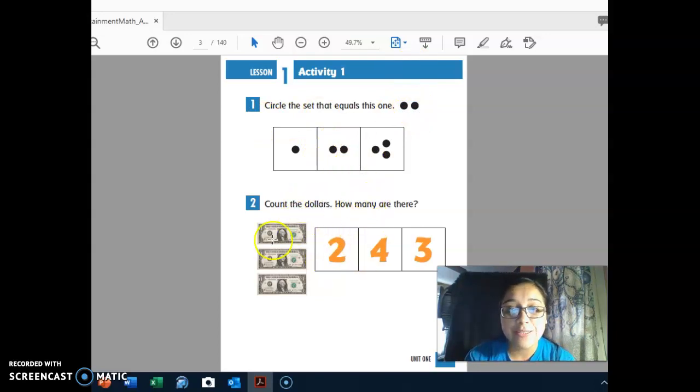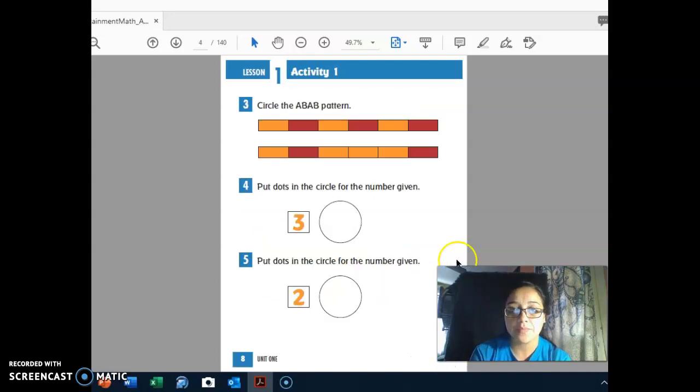Answer the question. Number 2, count the dollars. How many are there? So let's count the dollars. Get ready. 1, 2, 3. Now we're going to circle. How many dollars do we have? Do we have 2, 4, or 3? Number 3, circle the ABA pattern. Your ABA pattern would be, is it this one? A, B, A, B, A, B, or A, B, A, B. Circle the correct answer.